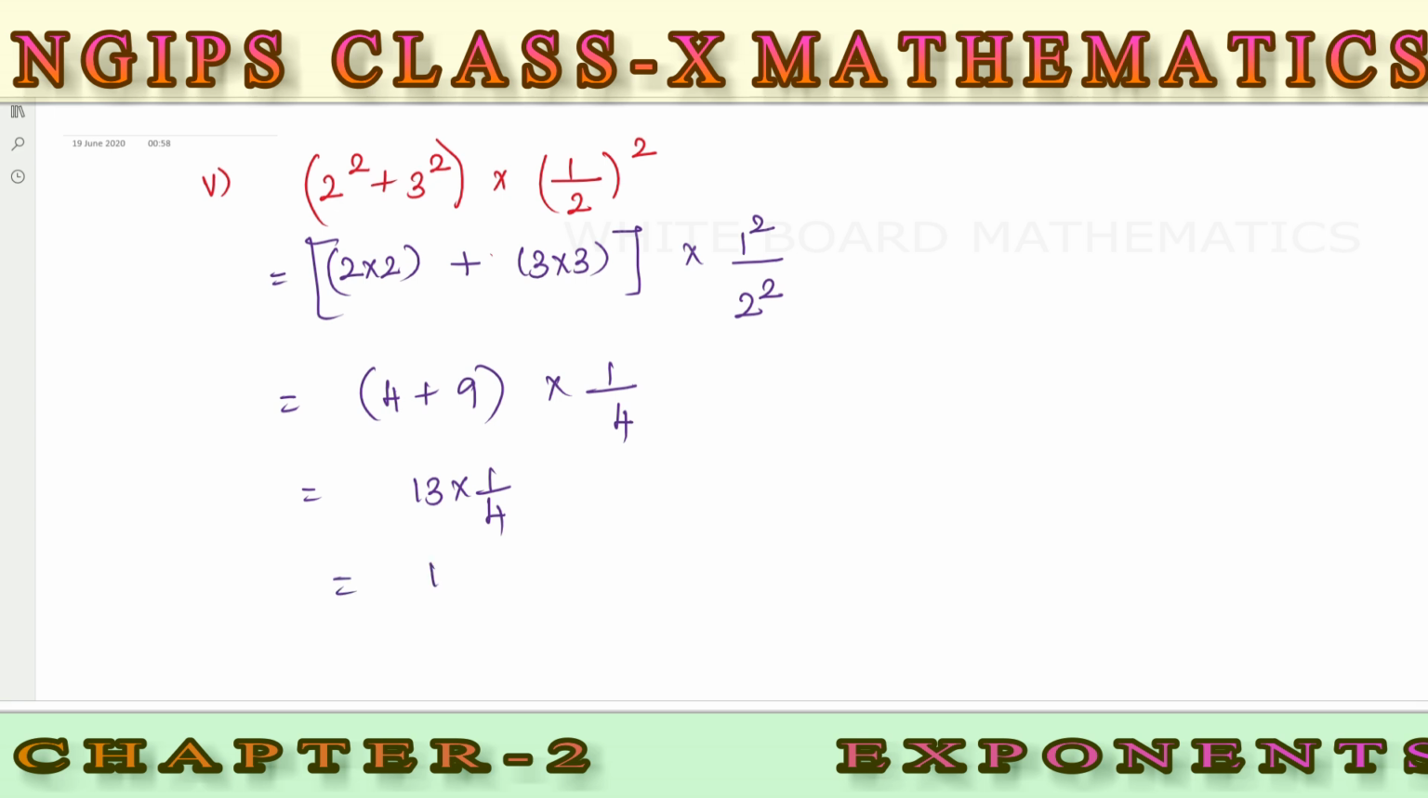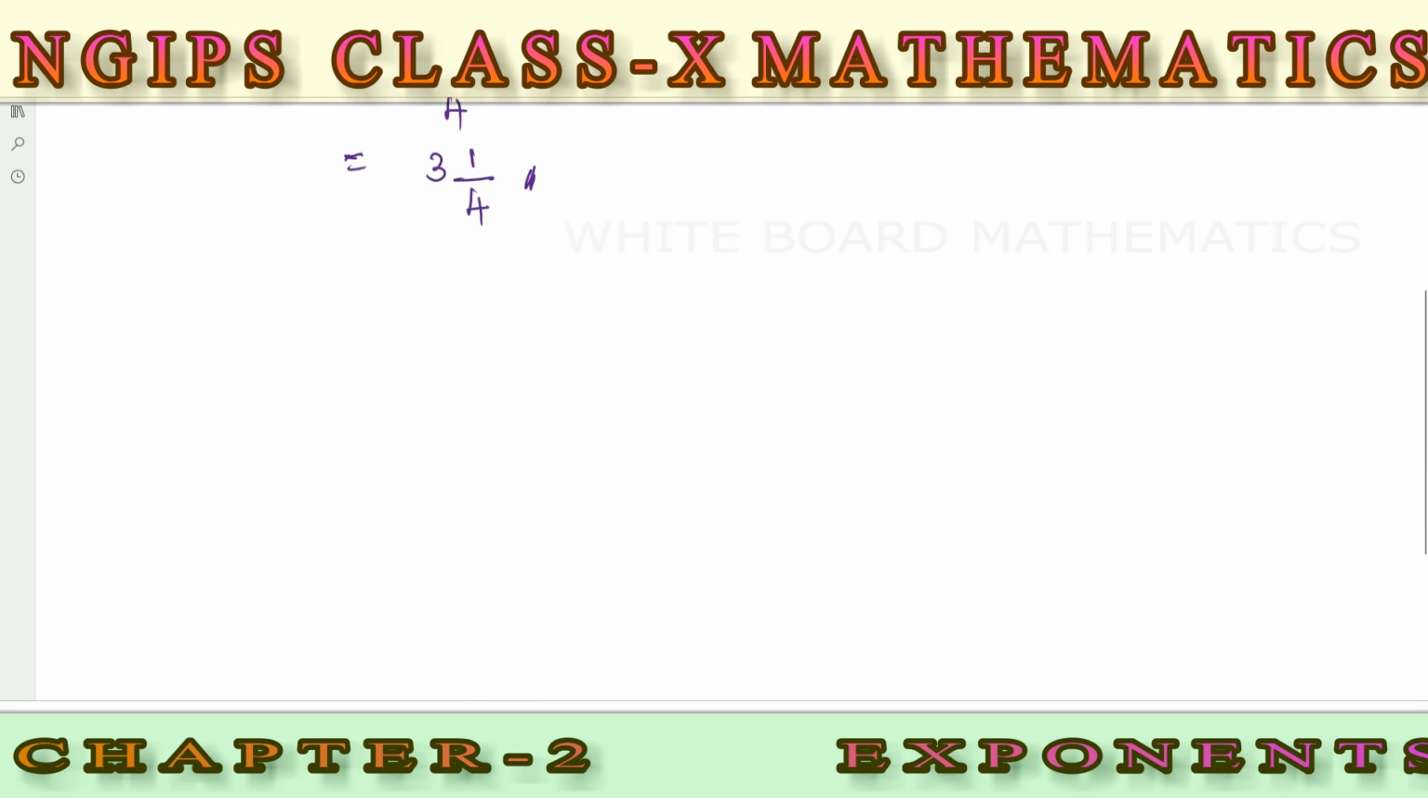So 13 by 4 is an improper fraction, so we are going to convert it into a mixed fraction. Here you will get 3 4s are 12. The remainder here is 1. So I can write 3 1 by 4 is the final answer. Next we will move to the next one. So here we have the next question.